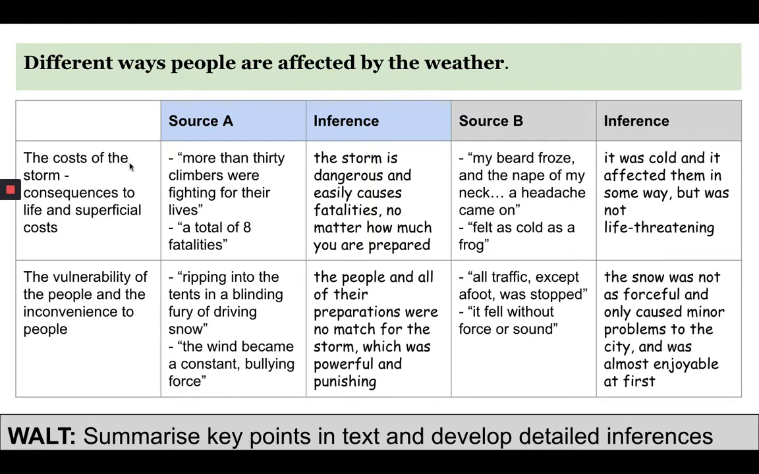So if we look at source A, the consequences to life. More than 30 climbers were fighting for their lives. There were 8 fatalities. What does that suggest?